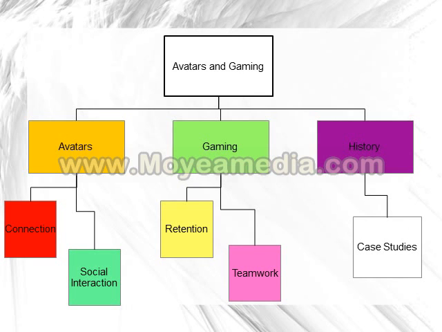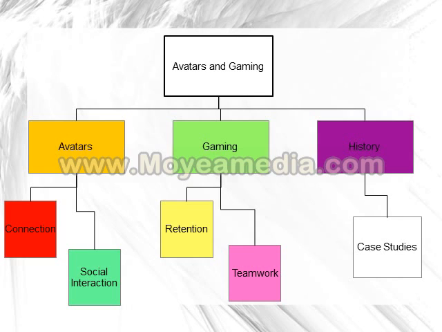Here we have each box broken down a little further to give us more of a concrete idea of exactly what goes into each of them. Avatars is broken down into connection and social interaction. Connection deals with the fact that the learner is actually getting connected to the lesson, getting connected to someone telling it to them. So I chose it as red, a power color. Really shows that connections are power. You get more information through actually being invested in the lesson, and that's why connection is red.